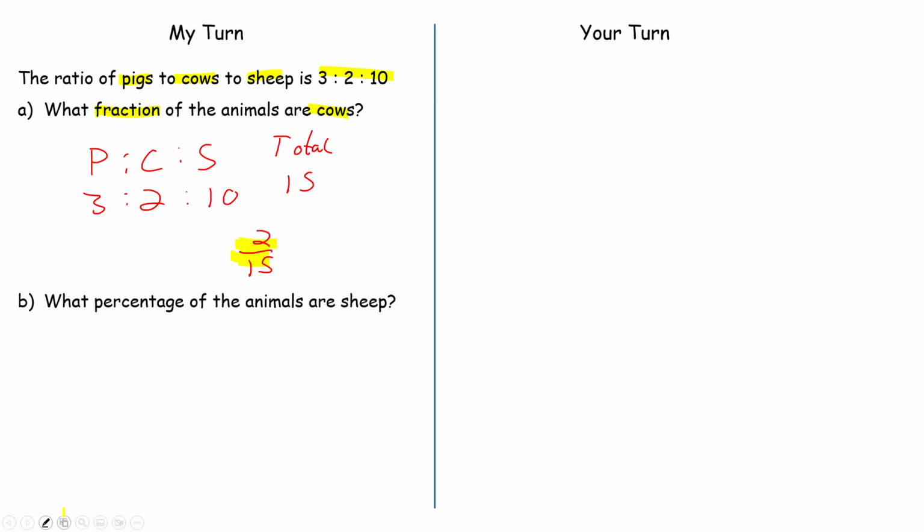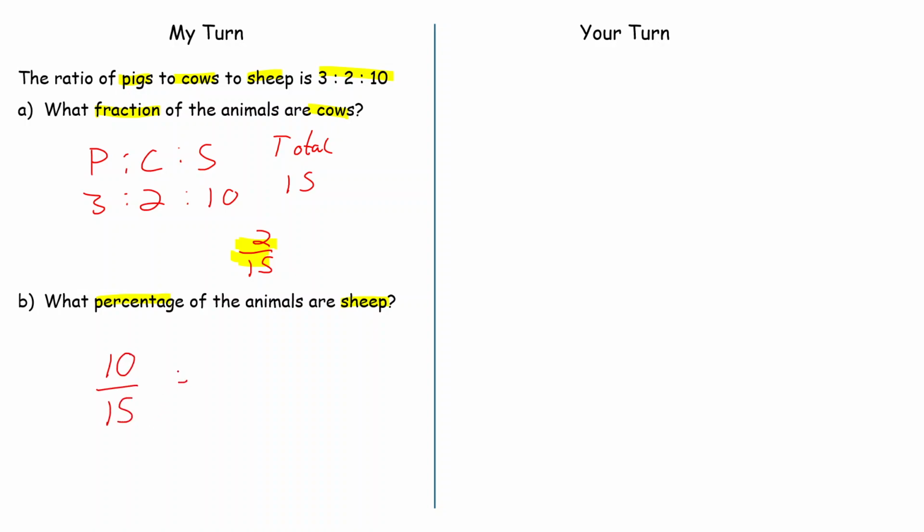Okay, what percentage of the animals are sheep? So if we look up here, sheep, we're looking at this one over here, which is 10 out of your total of 15. So you've got sheep, which is going to be 10 out of 15 as your fraction.